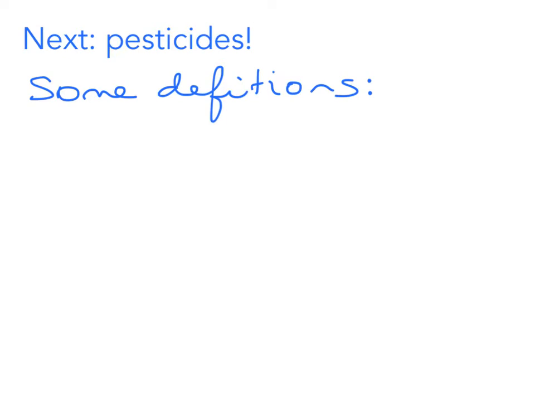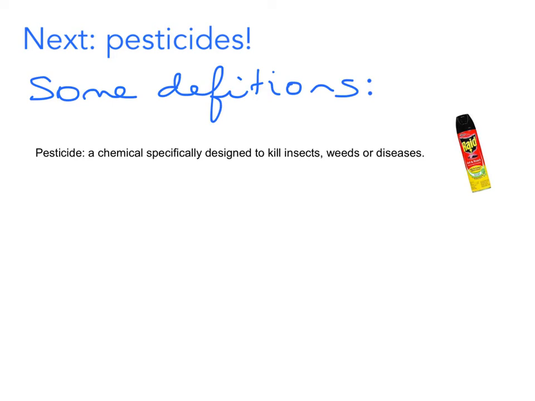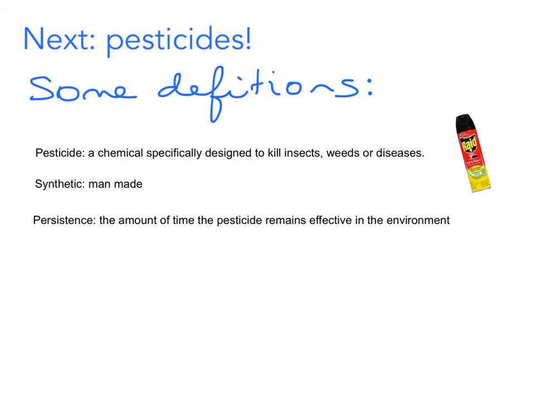Okay, now we've got that year 8 recap out of the way, let's get some new definitions for pesticides. 1. Pesticide. It's a chemical specifically designed to kill insects, weeds, or disease. Synthetic. Synthetic just means man-made. And persistence, the amount of time that the pesticide remains effective in the environment, the amount of time it persists in the environment. These two things are linked together.